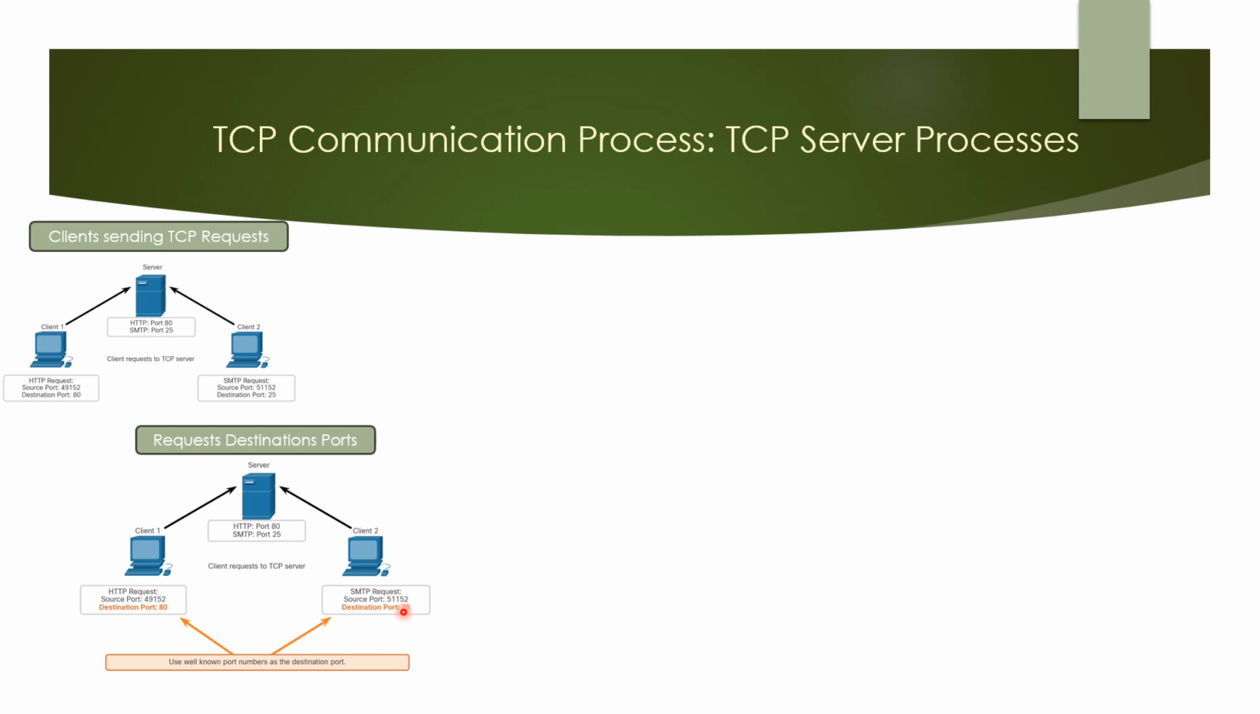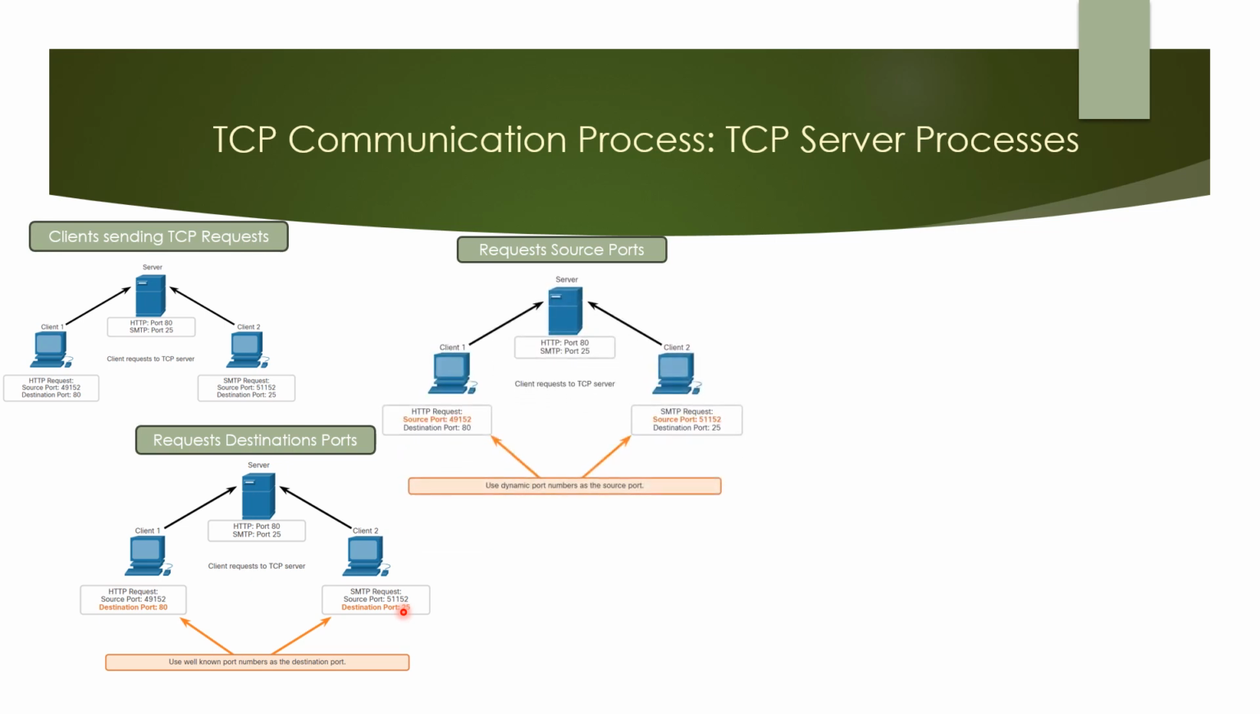And for the request source port, you can see that the client request dynamically generates a source port number. In this case, client 1 is using source port 49152, and client 2 is using source port 51152.